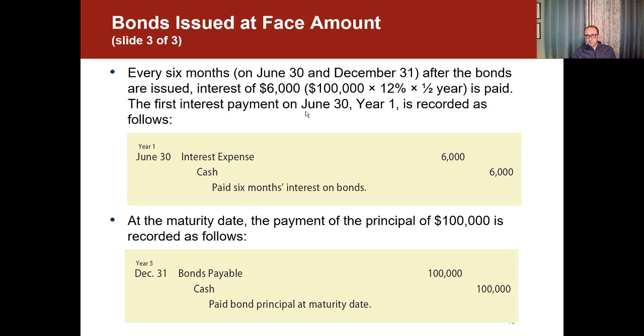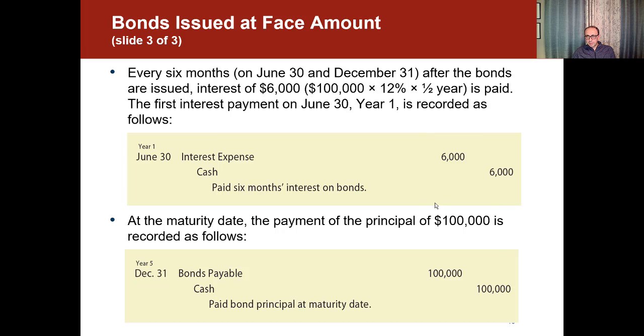So the first interest payment on June 30th of year 1 would be as follows. We're going to debit interest expense and we credit cash. Again, as you know, interest expense is an expense that goes on the debit side. Cash, since the company is paying cash, is going to be credited for the $6,000. At the maturity date, the payment of the principal of the $100,000 is recorded as follows. So after 5 years, when we make the final maturity payment, we're going to debit the bond payable, and when we debit the bond payable, we're canceling the bond, and we credit cash for the face value, which is 100,000.